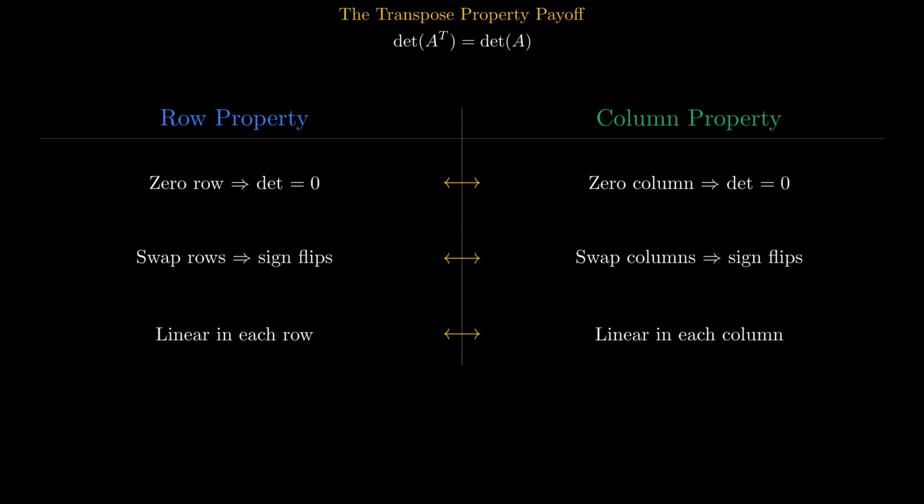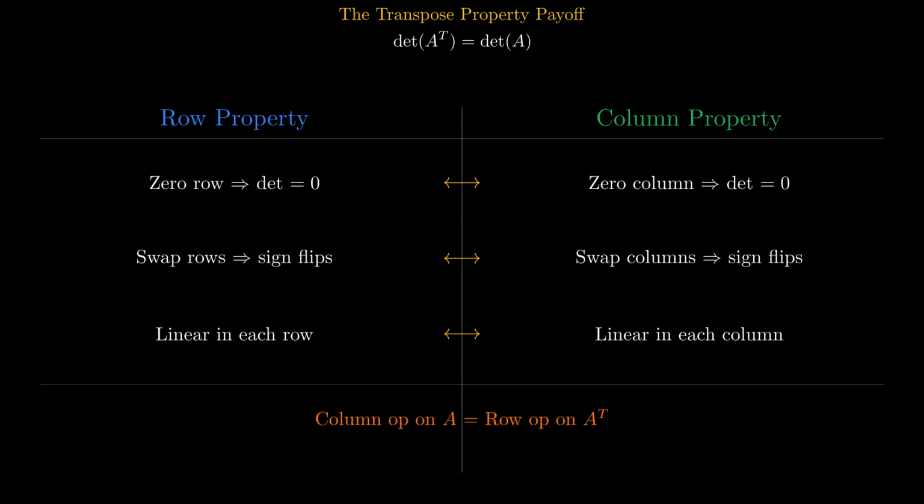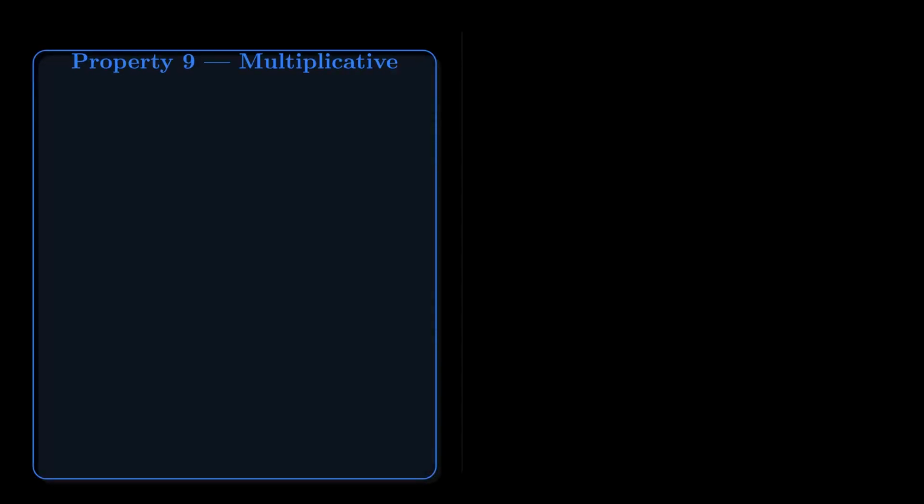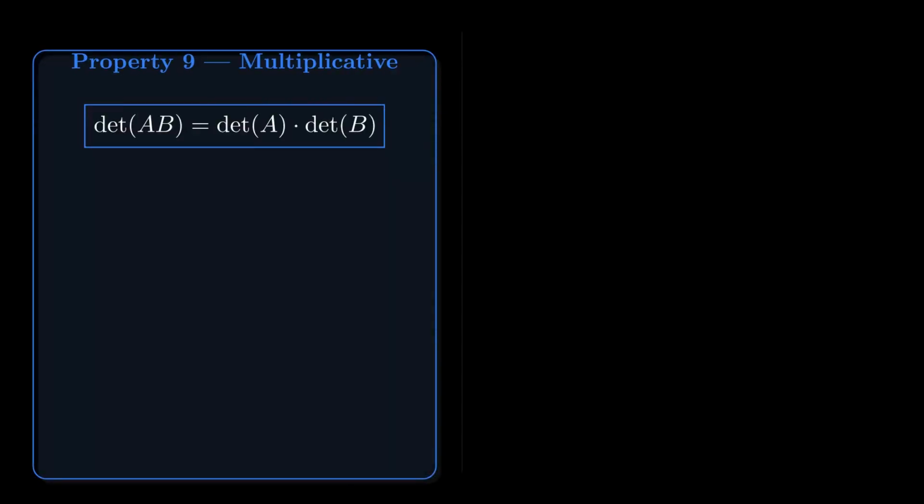Every row rule has a column twin, and the bridge between them is the transpose property. A column operation on A equals a row operation on A transpose, and the determinant of A transpose equals the determinant of A. Two properties, enormous reach. The multiplicative property states that the determinant of A times B equals the determinant of A multiplied by the determinant of B. This single identity bridges matrix algebra and ordinary arithmetic, and it yields powerful formulas.